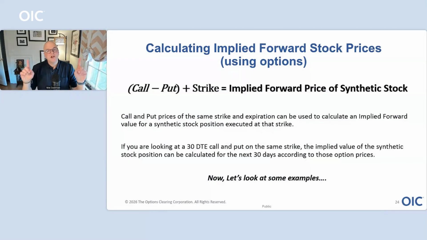So we've established that the calls and the puts on the same strike have a relationship that's kept in line by put-call parity. That means call and put prices on the same strike and expiration can be used to calculate implied forward values for whatever underlying you're looking at. And this can be the case if you're trading stocks or indexes or bonds or commodities. If you're looking at, let's say, a 30-day option, a 30 DTE call and put on the same strike, the implied value of the synthetic stock or the synthetic underlying can be calculated for the next 30 days according to those option prices that you're looking at right now.